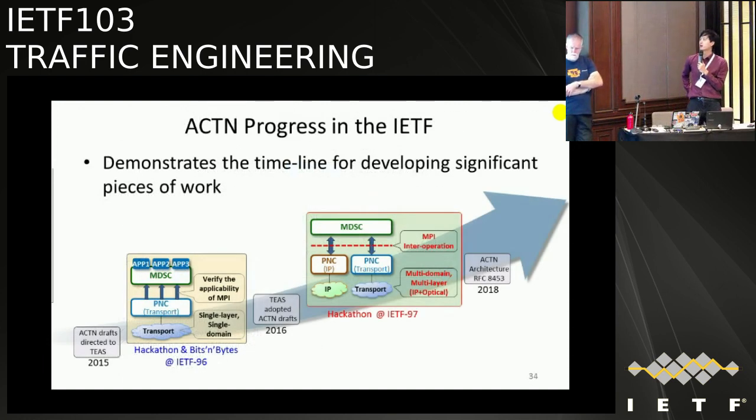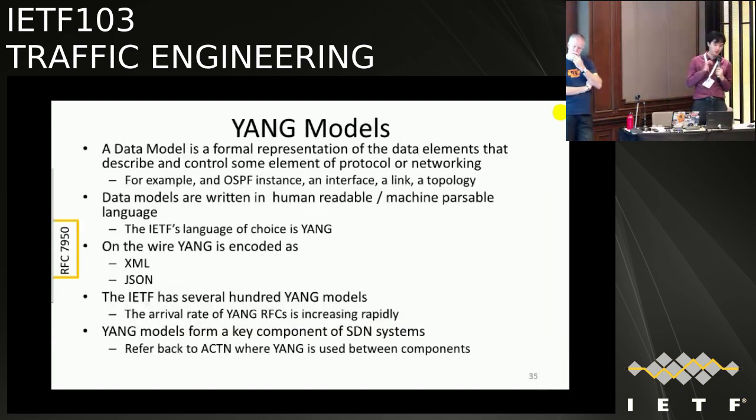So ACTN has good progress in IETF. It was first proposed maybe 4 years ago, in 2014, and directed to the TEAS working group in 2015. In 2016, we developed 2 hackathon events and then promoted the drafts to be adopted in the working group. Our hackathon also evolved from transport only to IP plus transport. That is a demonstration of how interoperation can be achieved via standard models. And now it's becoming an RFC. So the architecture is now stable. And what we are investigating is how the Yang models fit into this architecture.